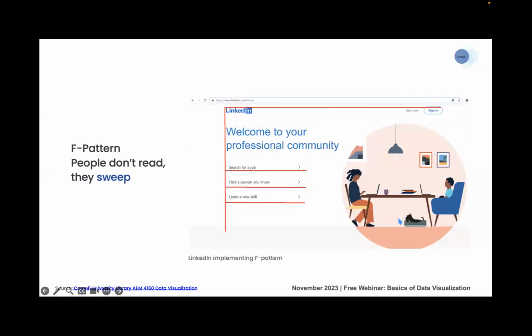Another one I would like to show you is this F pattern. Just like the Z pattern, the F pattern is very common, and LinkedIn is a good example. So again, when you create a presentation, maybe you can use the F pattern, not a Z pattern, and think about where exactly you can put the most important information or the chart.